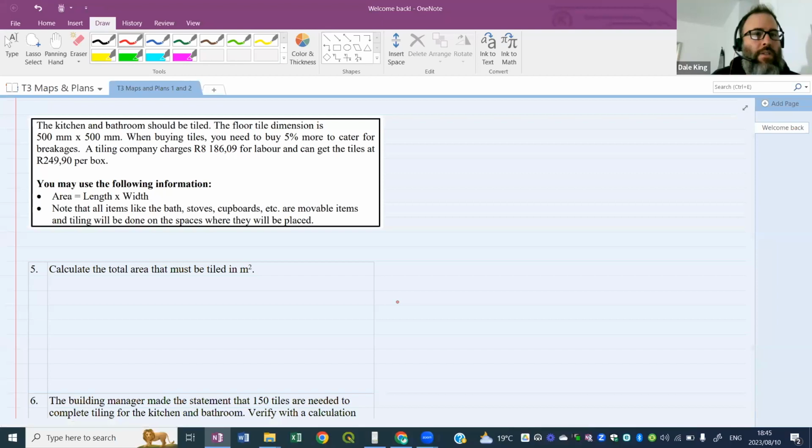Let's have a look. We're going to tackle this. The kitchen and the bathroom should be tiled. This is where measurement and finance all come together, smashing into the maps and plans section. It's all happening now. The perfect storm. Here we go. The kitchen and the bathroom should be tiled.